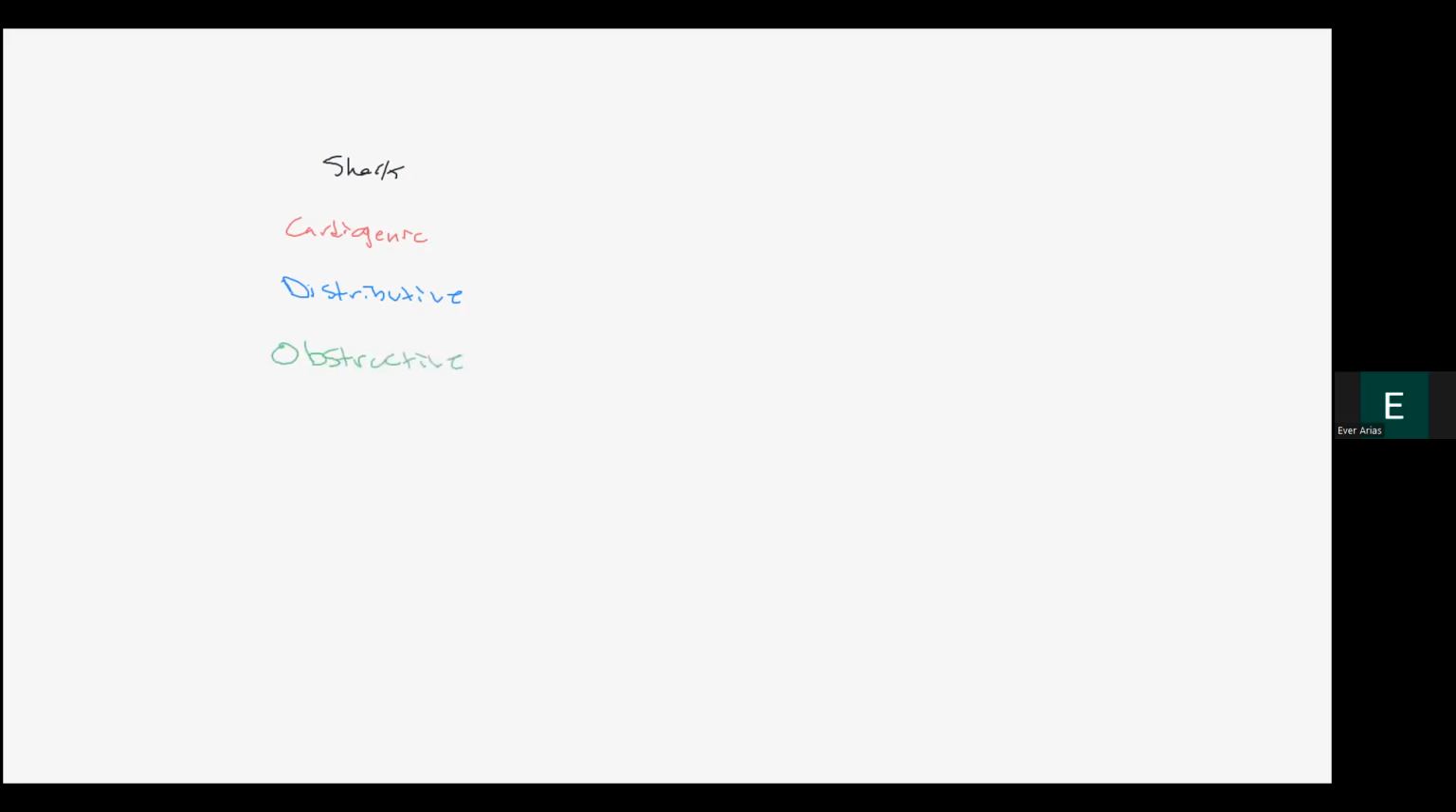You have cardiogenic, distributive, obstructive. You have also hemorrhagic, right? You could have anaphylactic. So you could think of hemorrhagic almost as a type of distributive, so they're kind of a little bit connected. So talking about cardiogenic, it's like an MI, heart failure, right?